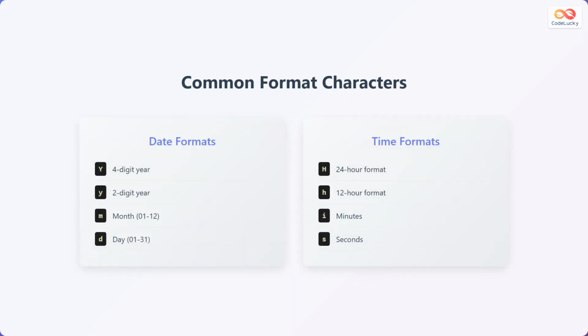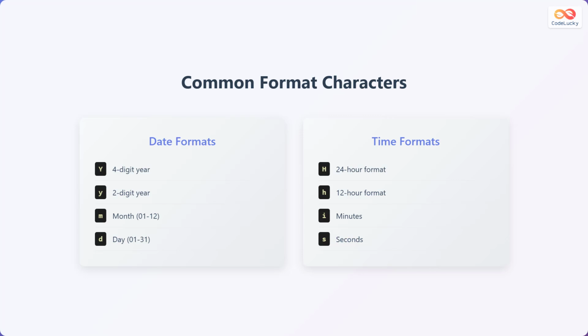Let's explore the characters used to represent various parts of a date and time. These characters are case-sensitive, so pay attention to capitalization. For date formats, capital Y represents a 4-digit year, like 2024. Lowercase y represents a 2-digit year, like 24. Lowercase m represents the month as a number from 01 to 12. Lowercase d represents the day of the month, from 01 to 31.